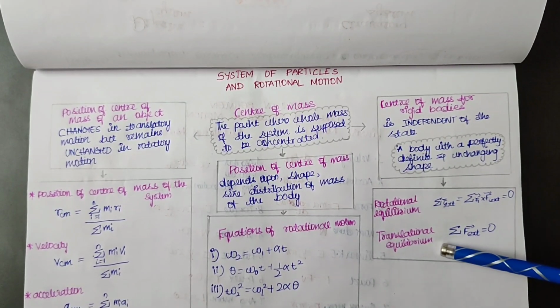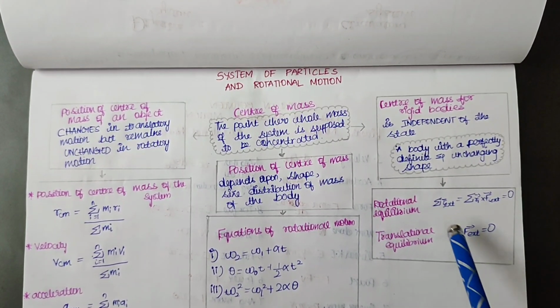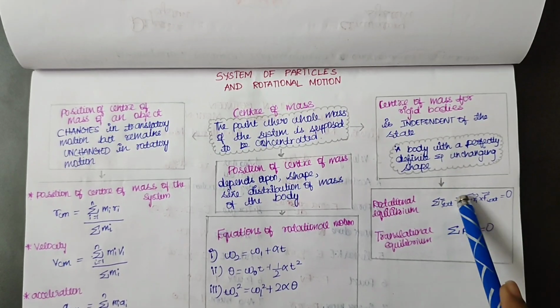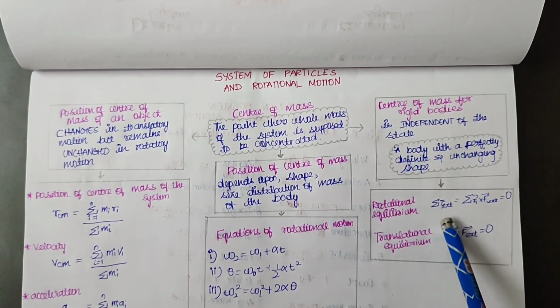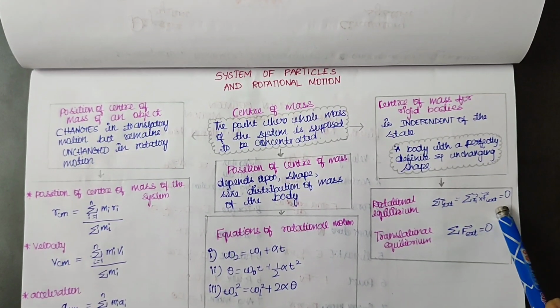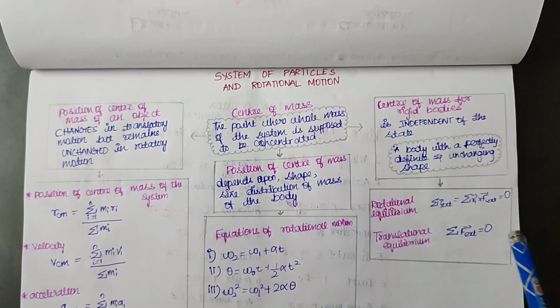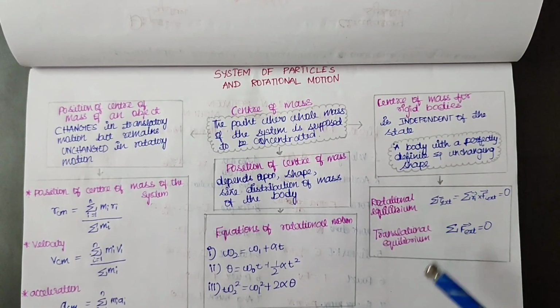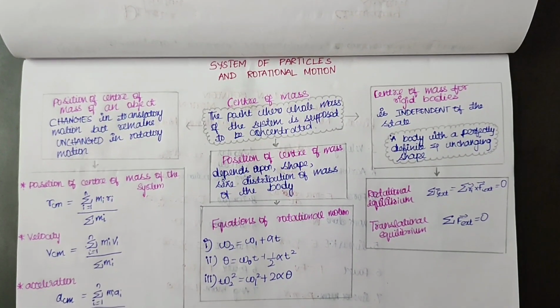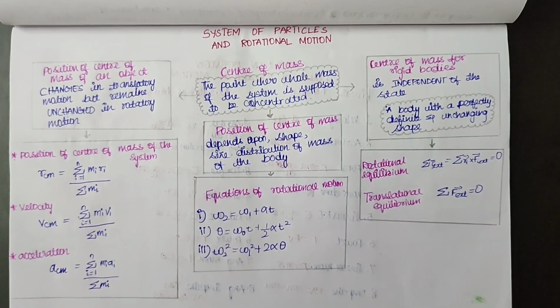And to talk about its equilibrium, in rotational equilibrium, what we will be using instead of force is torque, right? So the summation of external torque will be equal to 0, and in translational equilibrium, which is linear, the external force will also be 0. As you all know, in equilibrium the external force is equal to 0; in rotational it will be torque.